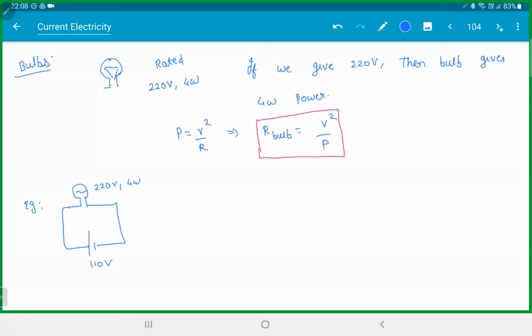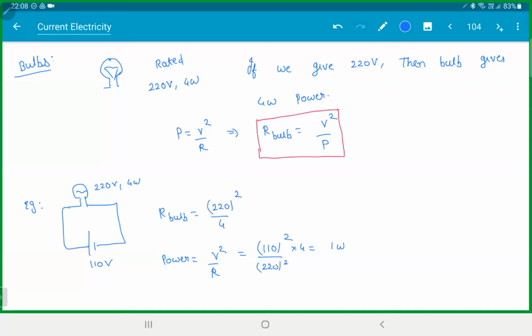Now, this doesn't mean the bulb won't work. The bulb will work. Now, what happens? It will become more dim. So the resistance is 220 square by 4. The power produced in the bulb will be V square by R, but the new voltage is 110, so 110 square by (220 square by 4). This is 1 watt. So even though the rated voltage is 220 volt, because you gave 110, the bulb will produce only 1 watt. If you take a bulb from India and go to the US, it will produce only 1/4 of the power.